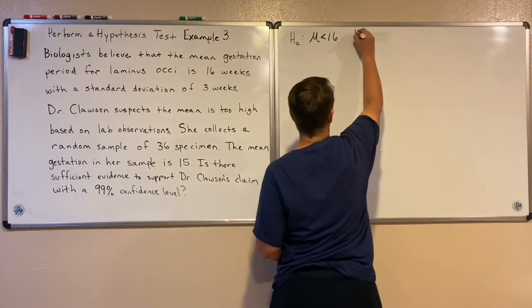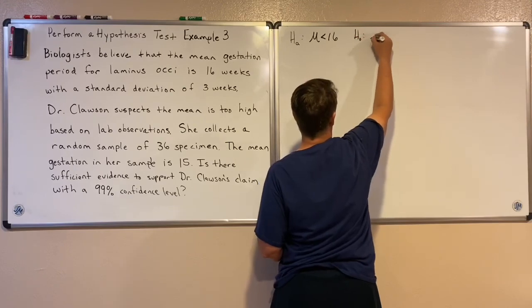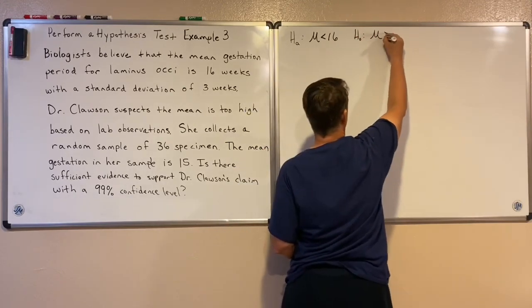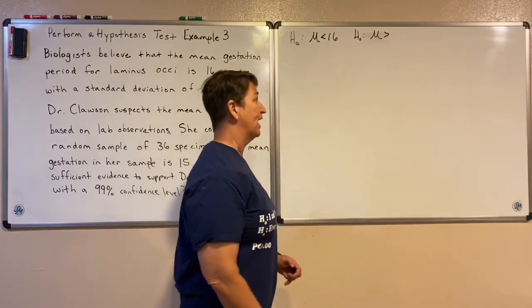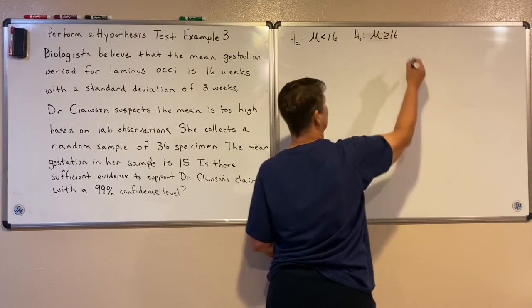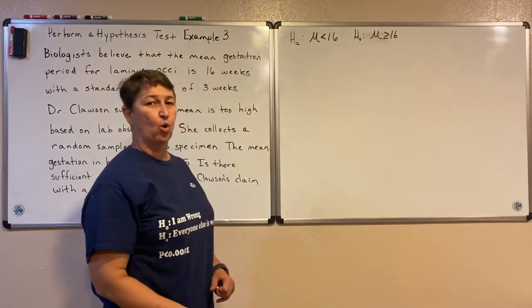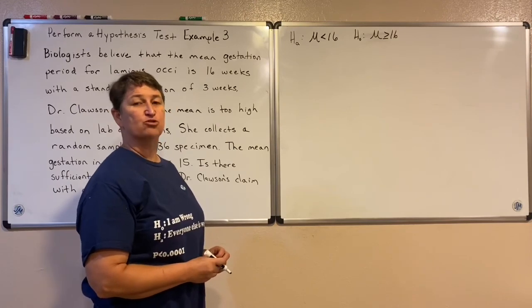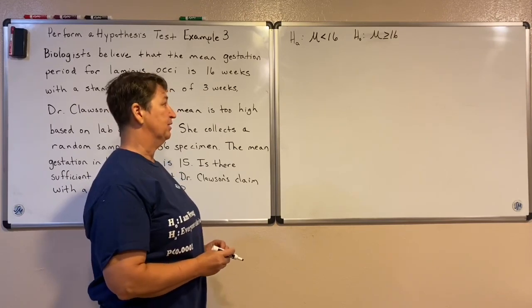Then our null hypothesis is just the mathematical opposite of that. If this is less than, then the mathematical opposite is greater than that 16 weeks. And remember that our null also always includes that equality. So the null hypothesis is that the mean is greater than or equal to 16.